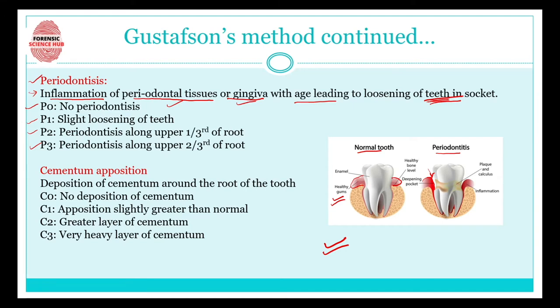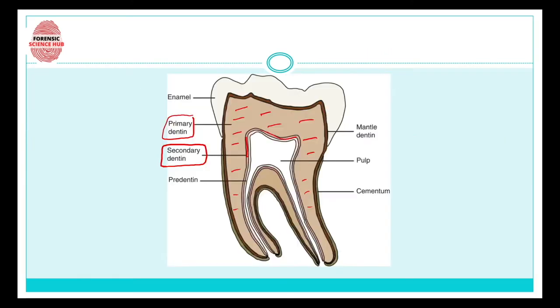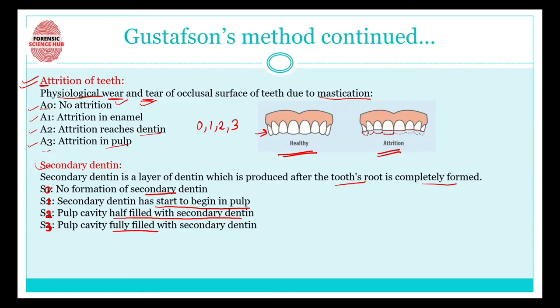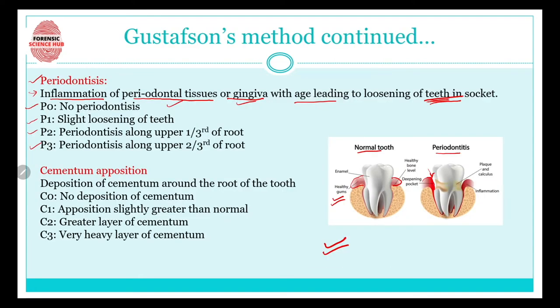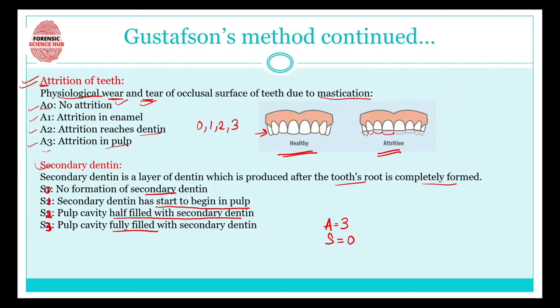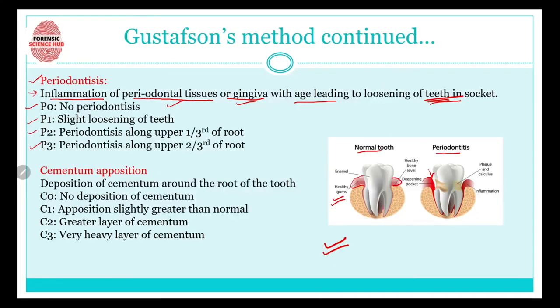We are going to see the teeth of the person. We are going to see how much atresion has occurred. Has the atresion just reached the enamel or has it even reached the pulp? If it has reached the pulp, we have the score of A equals to 3. Then we'll look for dentine. Is there any secondary dentine formation? No, there is no. If there is no, then S value will be 0. And later on we are going to calculate for all of these criteria, and then we have a formula at the end on the basis of which we are going to calculate the entire age of the person.